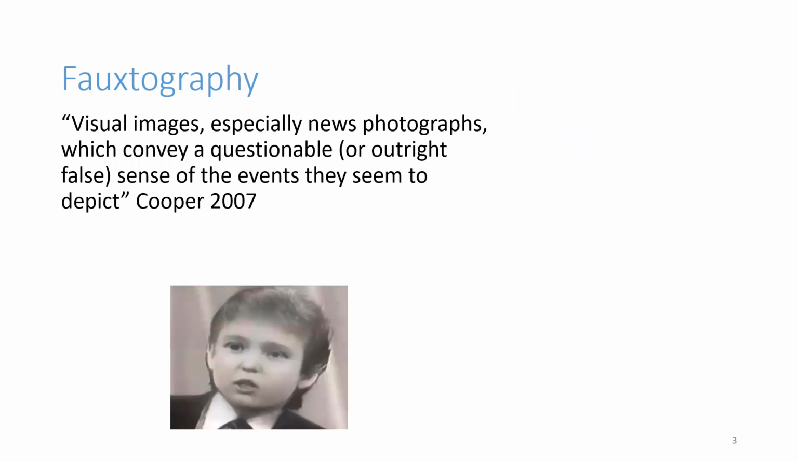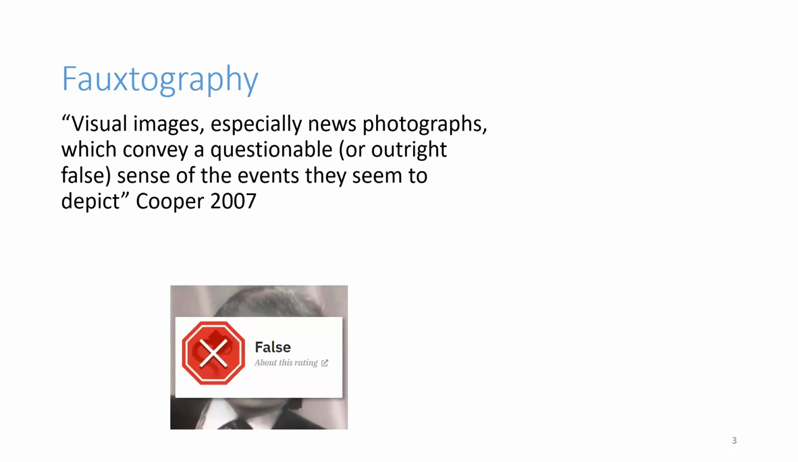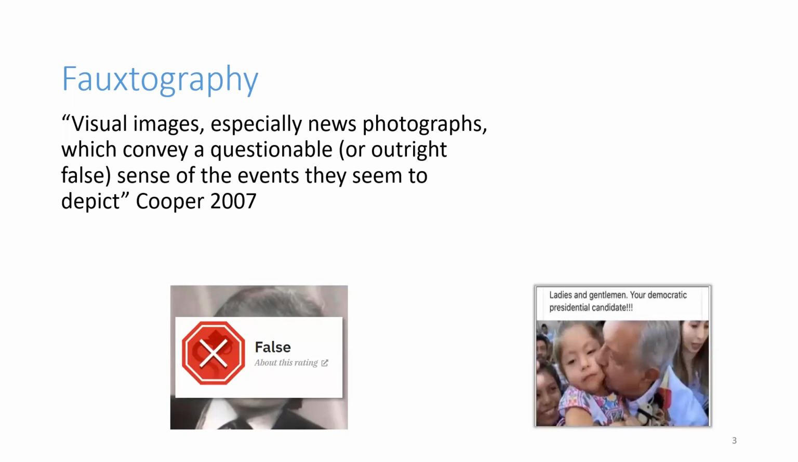Here are some examples. Is this a picture of Donald Trump when he was a child? The answer is false. In fact, the image has already been manipulated by someone. For the second example, is this a picture of Joe Biden? The answer is false as well. In reality, although the image itself is correct, the interpretation is wrong. This picture isn't about Joe Biden, but a picture of the current Mexican president, AMLO.